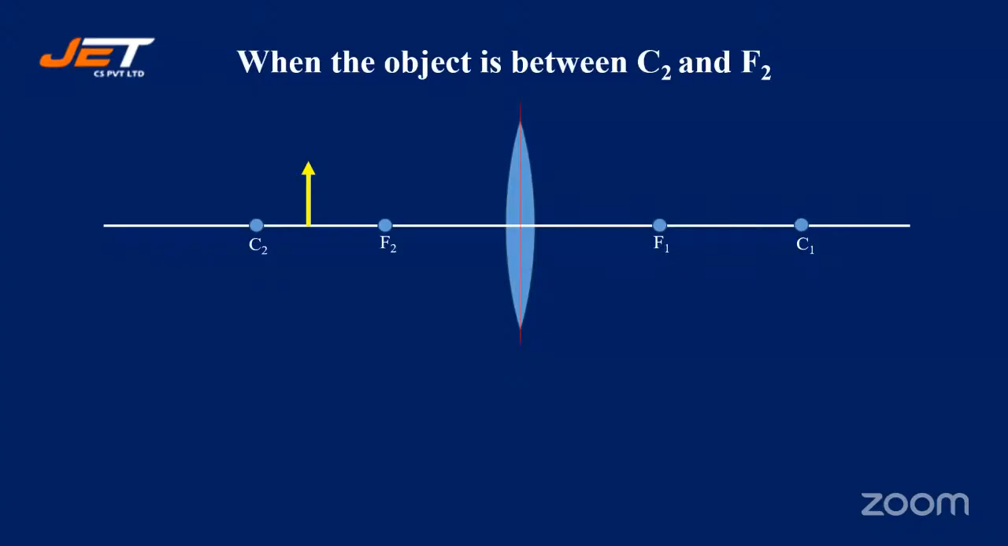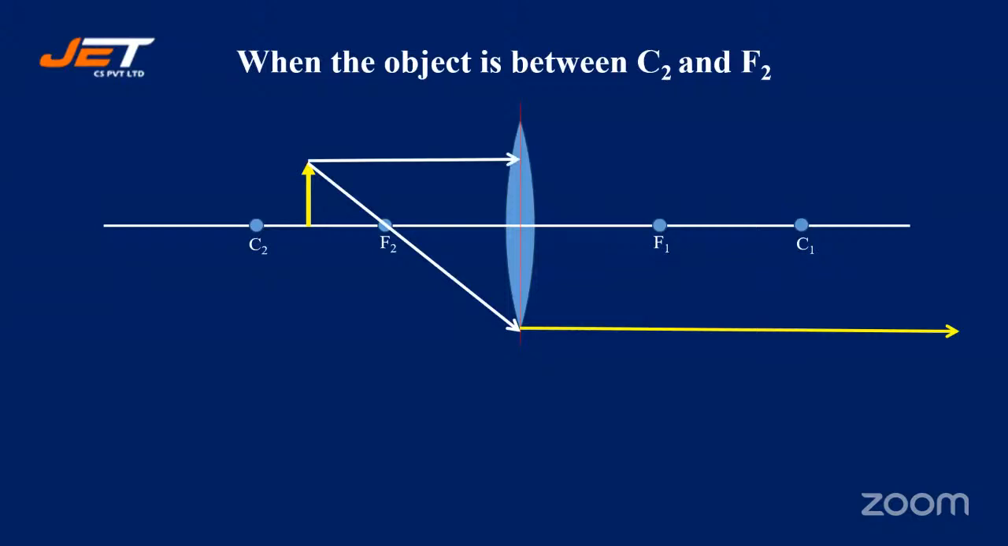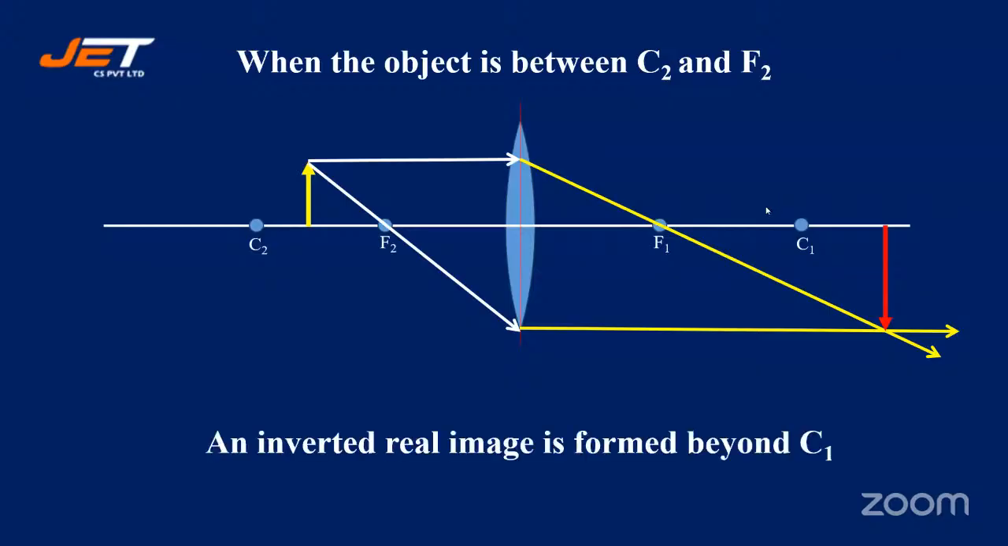But how about this one, when it is between C2 and F2? One ray passing through F2 will refract and go parallel to the principal axis. A ray parallel to the principal axis after refraction passes through F1. Now the image is pushed away from the lens, this way. So a real inverted image is formed beyond C1. When the object was at C2, the image was formed at C1, but now it's beyond C1. Yes, Harshavardhan, it's enlarged, magnified, beyond C1.